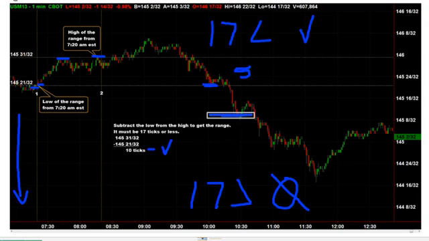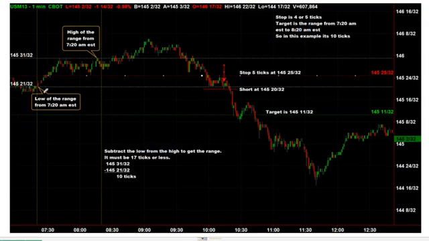So let's go over the example one more time. Here's another drawing of it. From 7:20 to 8:20, okay, you're going to look for the range of the low and the range of the high. We've established that that's 10 ticks, and then we're going to wait for it to break that low right here of the range. We're going to short at a 1-tick new low at 145 and 20/30 seconds. We're going to use a 5-tick stop loss, and we're going to use a 10-tick target. Questions on this setup?